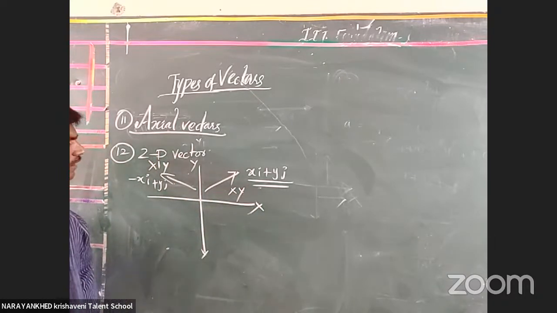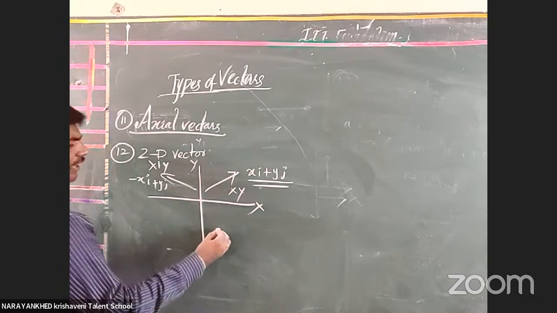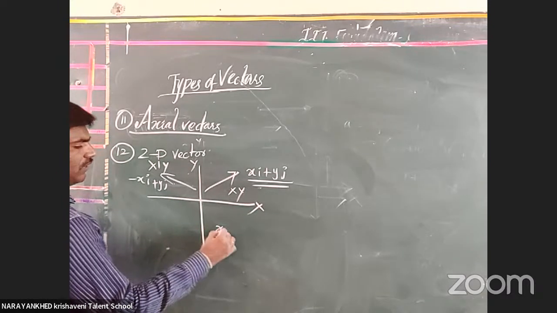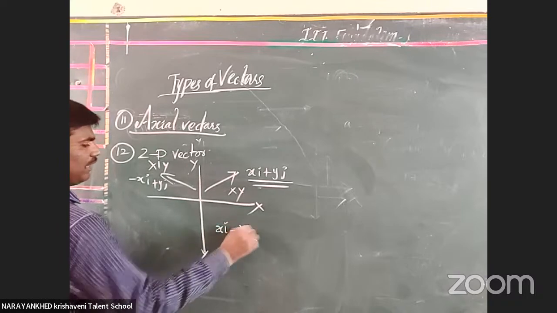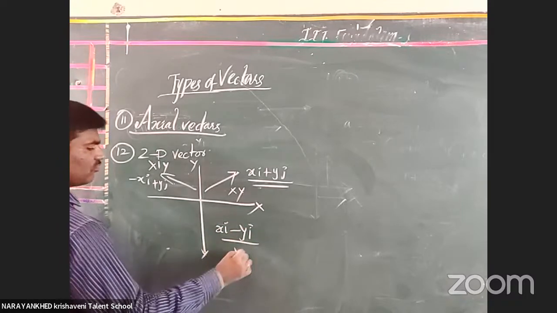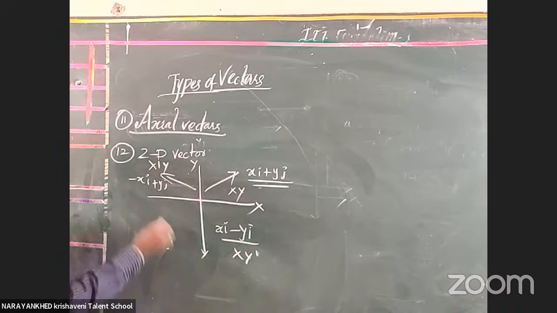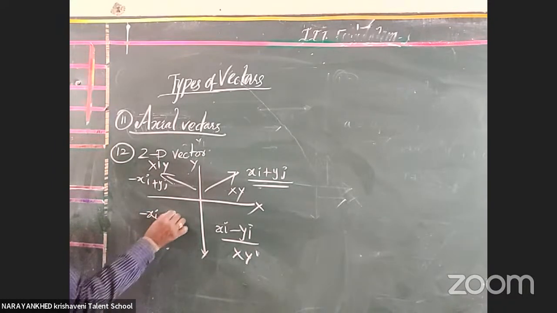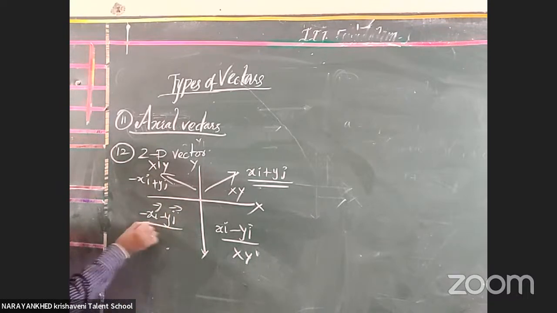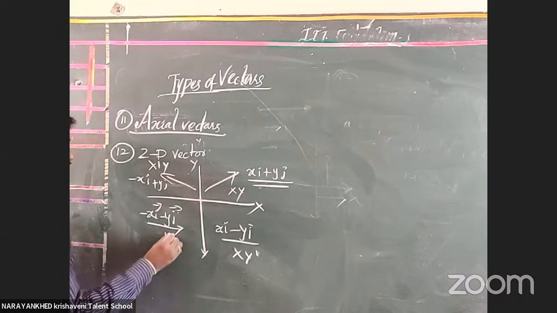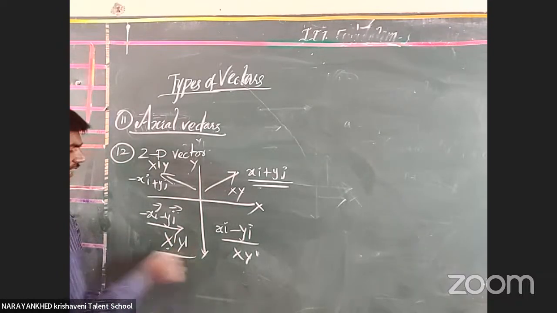Okay, clear or not? Yes. In case I write it like this, it will be written as xi minus yj. This belongs to the xy plane. Okay, in case I write xi minus yj, minus xi minus yj bar, this is in case the vector is here. What is it called? It is called the x-y plane.